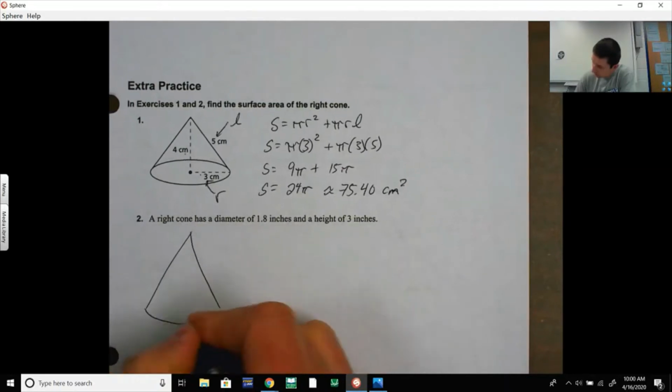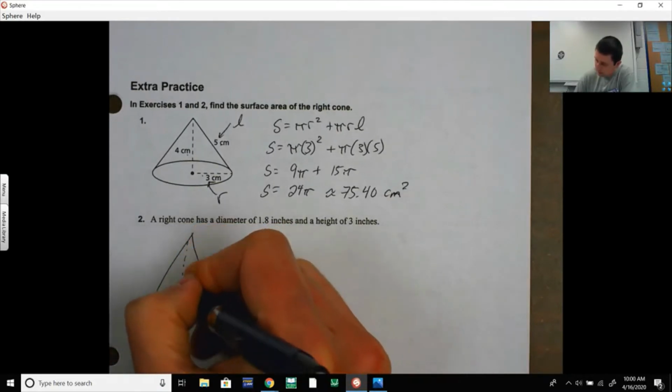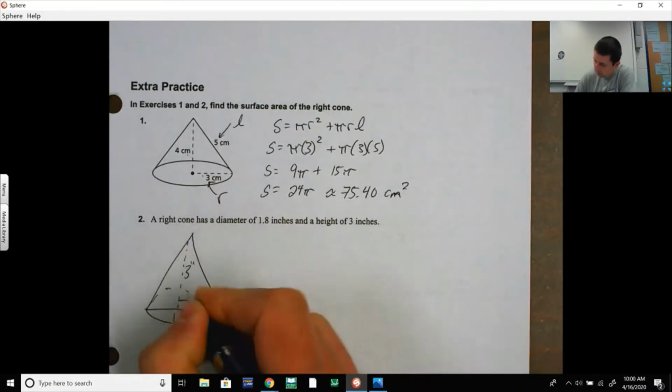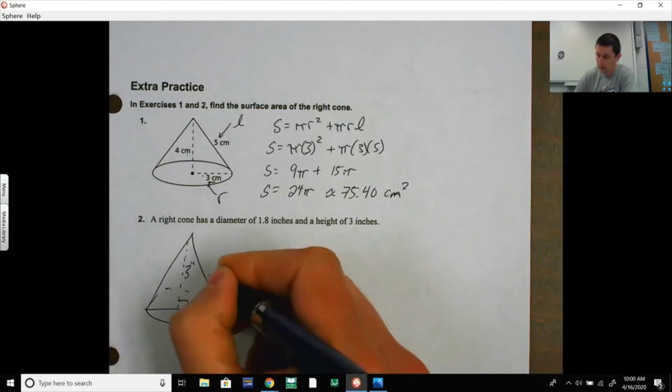So here's my cone, the back of it. My diameter is 1.8 inches and a height of 3 inches. So that's telling us the height right here. This is 3 inches. That makes this 0.9 inches. So we need to find the slant height.